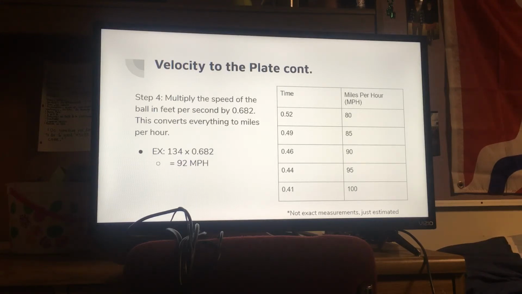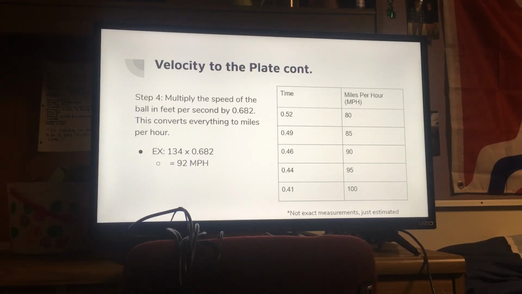Over there, I have a table to the right. Those aren't the exact measurements. I just plugged those in and then rounded them up as close as possible to the number, because 80, 85, 90, 95, and 100 are all, it kind of goes in increments of 5 as far as what people want to see on miles an hour. I'm talking about coaches and players and stuff like that here.